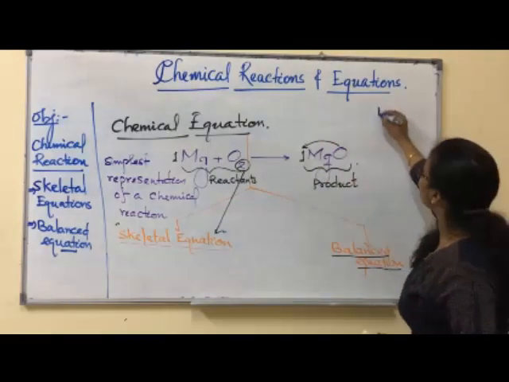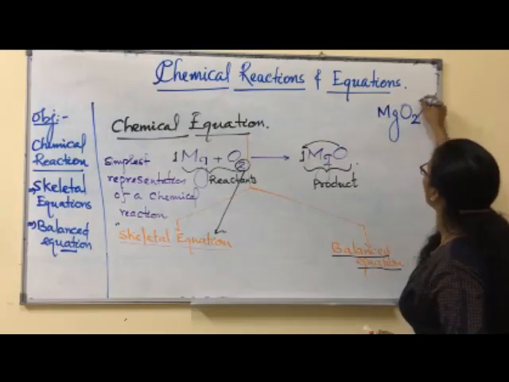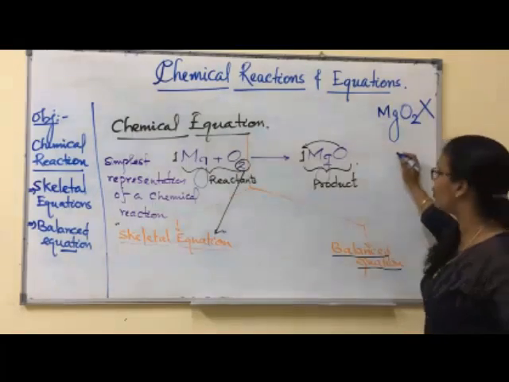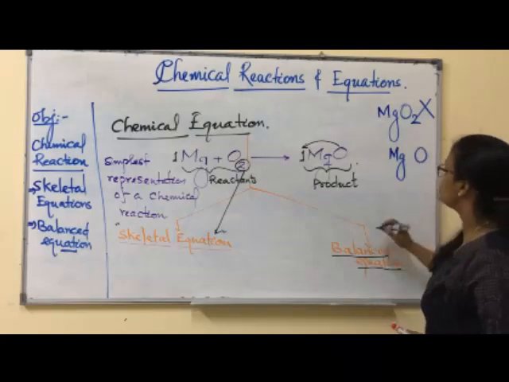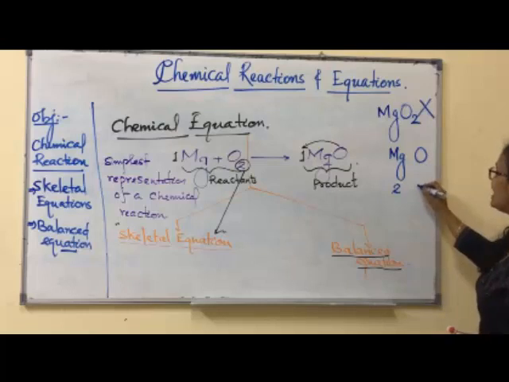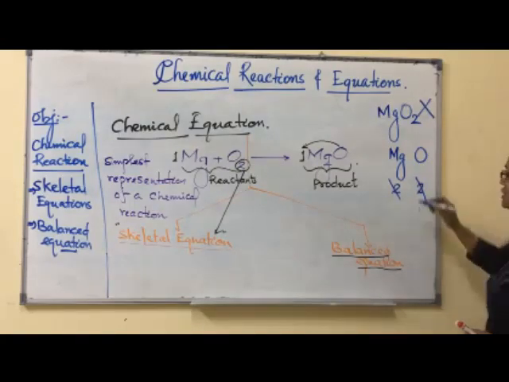So we cannot change magnesium oxide as MgO2. This is wrong. The molecular formula of magnesium oxide is MgO only. So magnesium oxide, how are you getting that MgO? Because magnesium valency is 2 and oxygen valency is 2. So the simplest representation is the molecular formula.